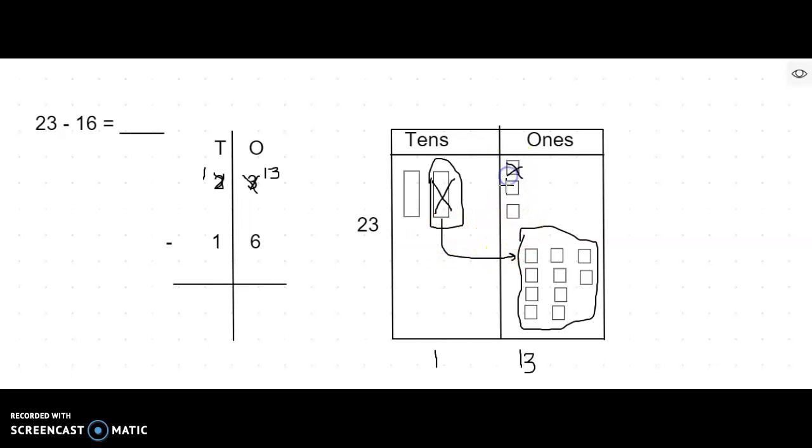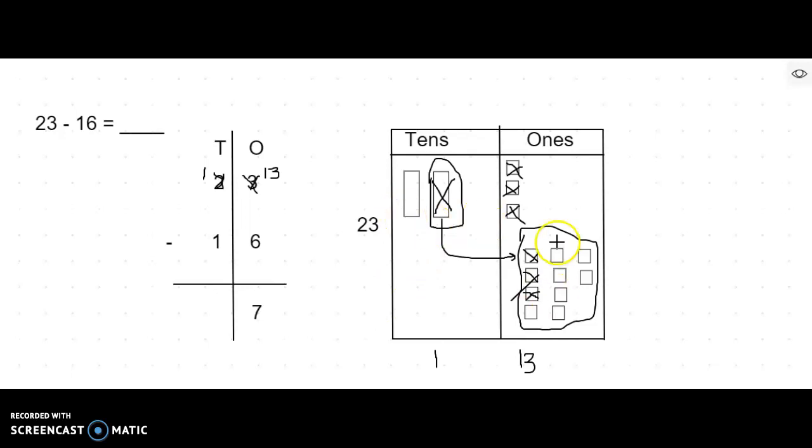1, 2, 3, 4, 5, 6. And how many ones am I left with now? Yeah, I'm left with 1, 2, 3, 4, 5, 6, 7 ones. 13 take away 6 is 7. I have 7 ones left.